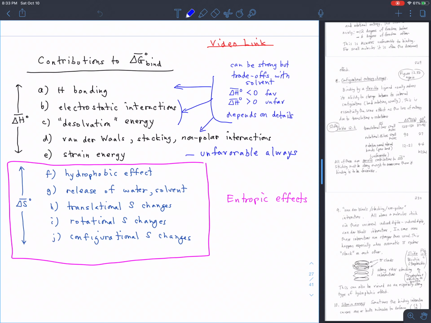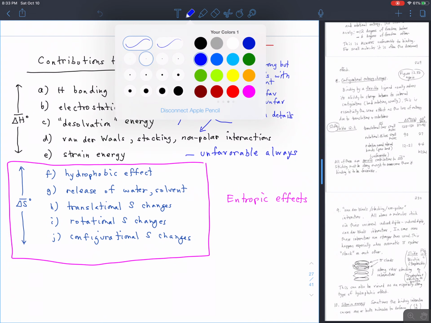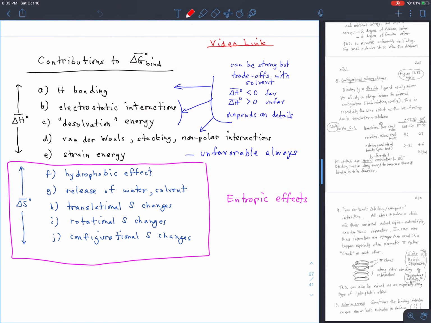Last time we talked about the contributions to binding, and specifically the contributions to the delta H in delta G equals delta H minus T delta S. In other words, the sticking or bonding, quote unquote, that causes binding. These are the direct mechanical things that actually cause one molecule to stick to another. And we saw, just to summarize a little bit, that a lot of these interactions can be strong.